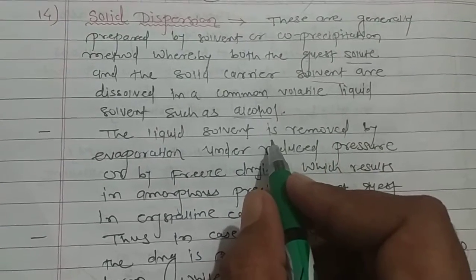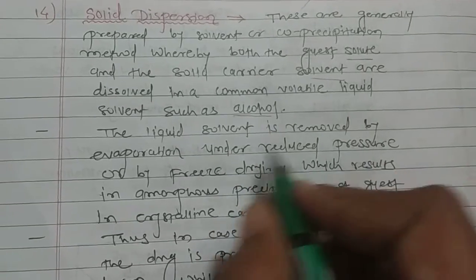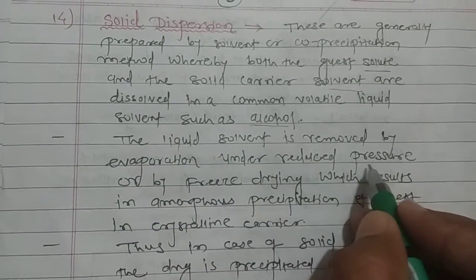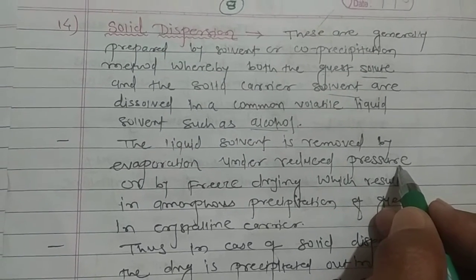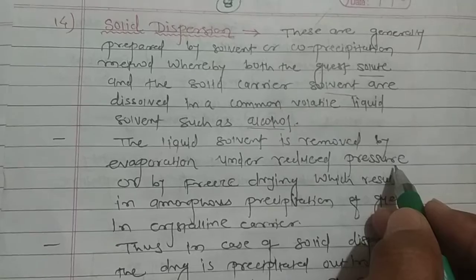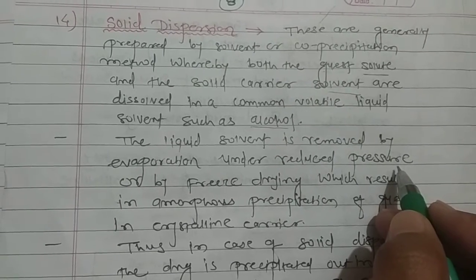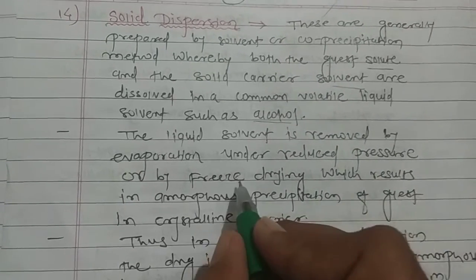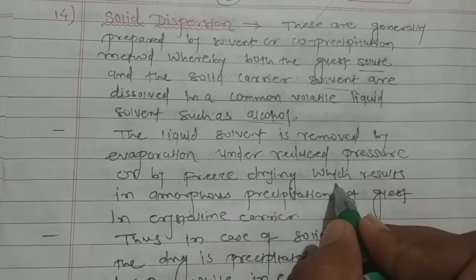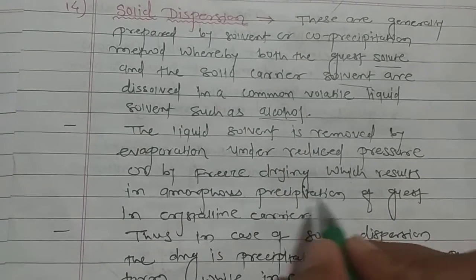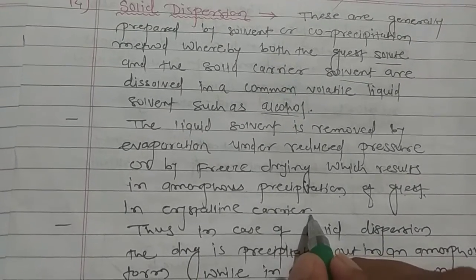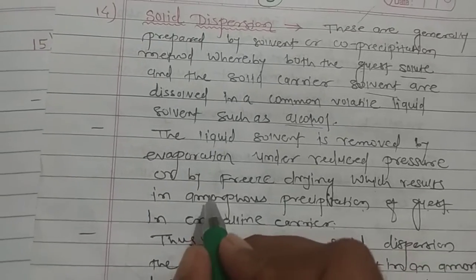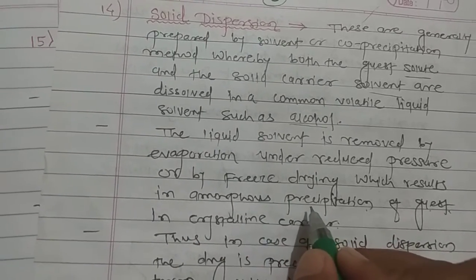The liquid solvent is then removed by evaporation under reduced pressure as we studied in pharmaceutical engineering. So ये evaporation method से उसमें का जो भी कुछ organic solvent है उसको हम रिमूव करते हैं. And by a freeze drying technique which results in the amorphous precipitation of a guest solute substance in a crystalline carrier. क्रिस्टलाइन कैरियर में क्या होता है? ये अमॉर्फस फॉर्म में प्रेसिपिटेट हो जाता है.